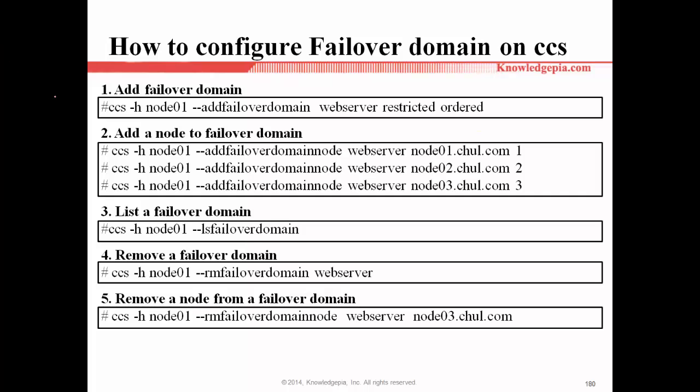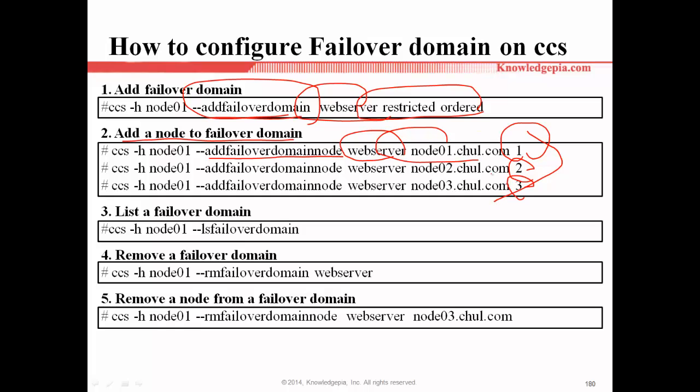How to configure failover domain on CCS. This configuration I also explained in chapter 6. First, how to add a failover domain. Add failover domain, for example, a web server, with options like restricted and ordered. To add a node to the failover domain, use add failover domain node with the domain name, node name, and priority 1, 2, 3. According to your situation, you can give the exact priority. And list the failover domain: you can see all the failover domains in the list.